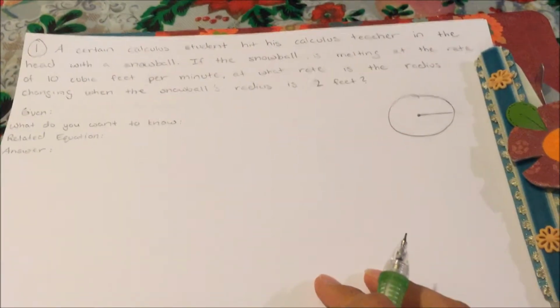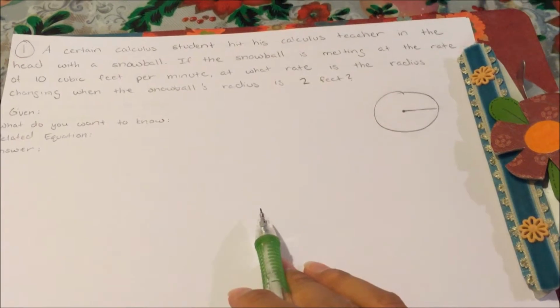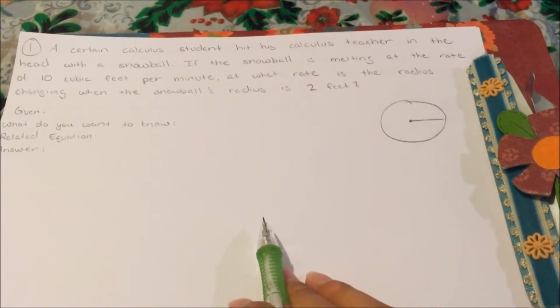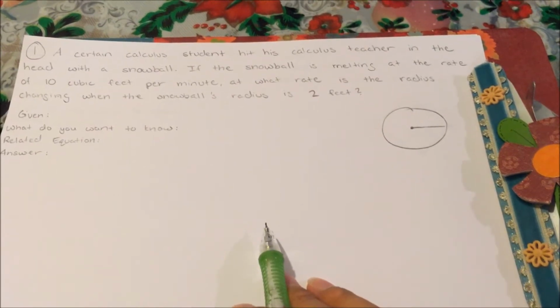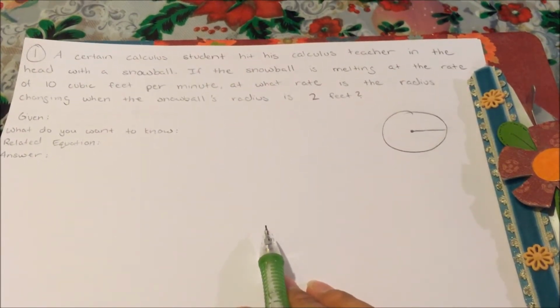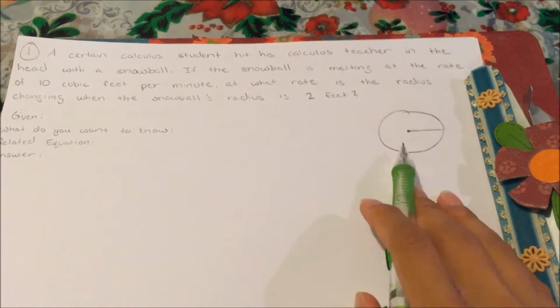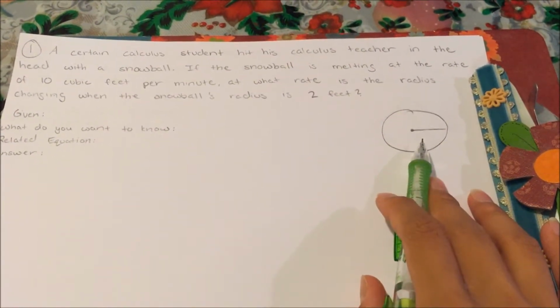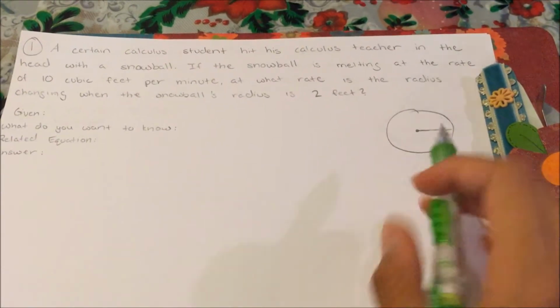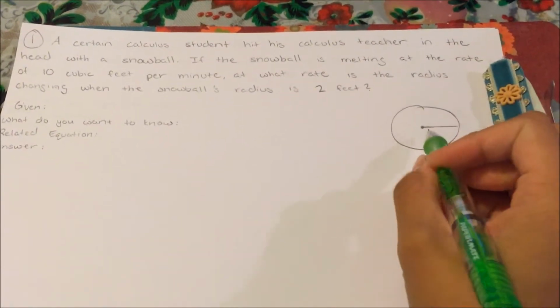Alright, so number 1. A certain calculus student hit his calculus teacher in the head with a snowball. If the snowball is melting at a rate of 10 cubic feet per minute, at what rate is the radius changing when the snowball's radius is 2 feet? So I already drew my snowball over here, and so what is given is that our radius is 2 feet.